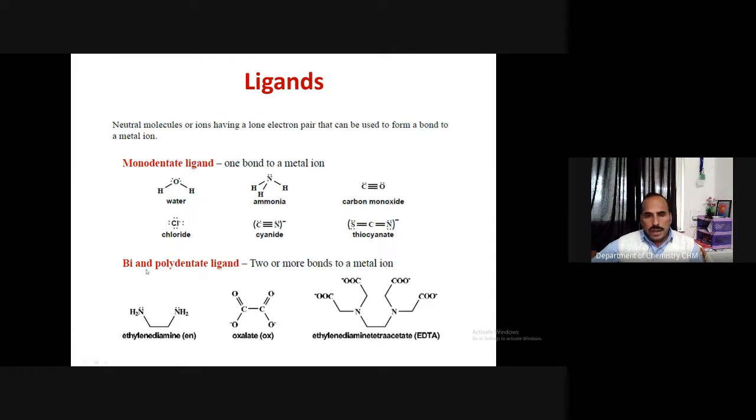Then you have bi and polydentate ligands. So these are the examples of polydentate ligands. Some of these ligands like EDTA, ethylenediamine, oxalate are very, very common. And then we have some uncommon ligands too. Okay, but there is an enormous number of ligands, like pyridylamine based, phenol based ligands. Okay, they exhibit very interesting coordination chemistry.